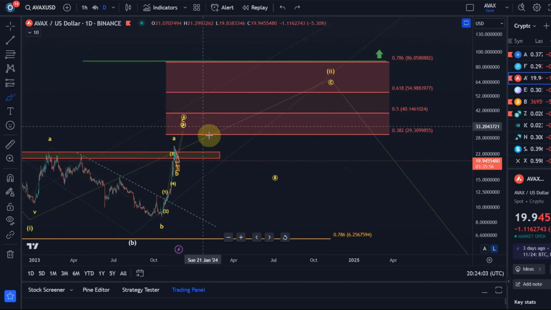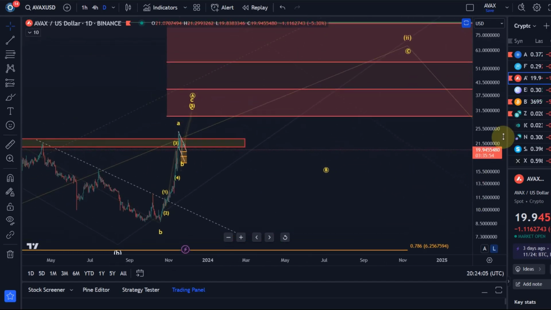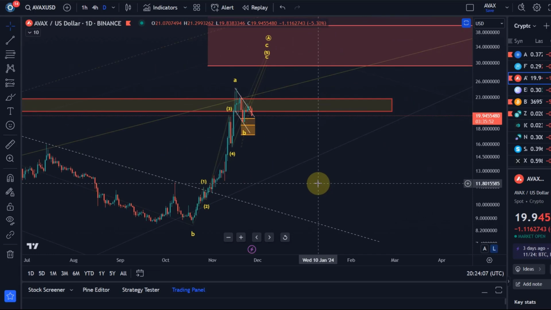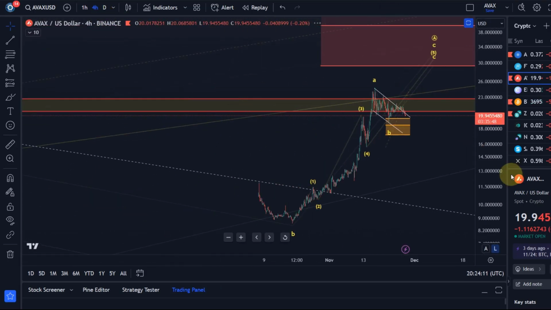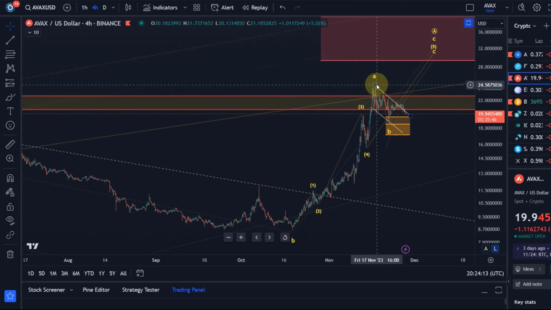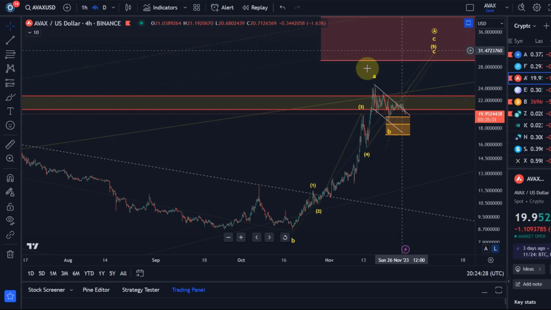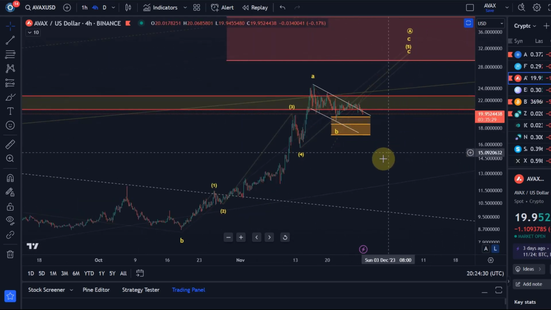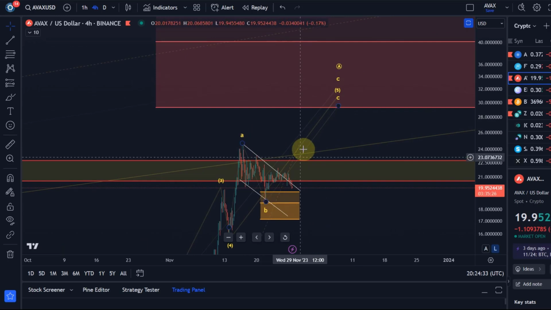So let's zoom in. Now if we go to the 4-hour chart, you can see that the move up looks quite aggressive, but I don't see it as an impulse. It just doesn't really respect certain Fib levels, and structurally there are too many overlaps in there. So I rather count that as a diagonal, which is why I count the wave 5 as an ABC structure. So currently it looks to me as if we are in the B wave of wave 5.